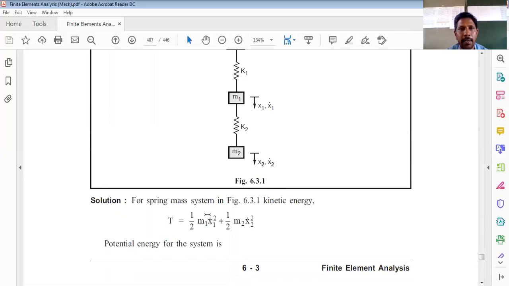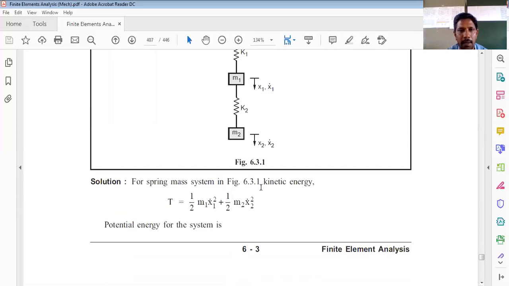So we know that the kinetic energy is given by half mv square. Therefore, T is equal to half m1 v1 square plus half m2 v2 square. Here v1 and v2, the velocities of mass 1 and mass 2, are represented in terms of x1 dot and x2 dot, so they are just substituted. That is, T is equal to half m1 x1 dot square plus half m2 x2 dot square.